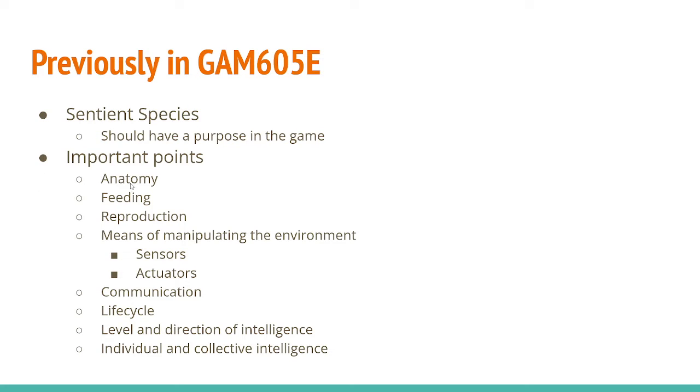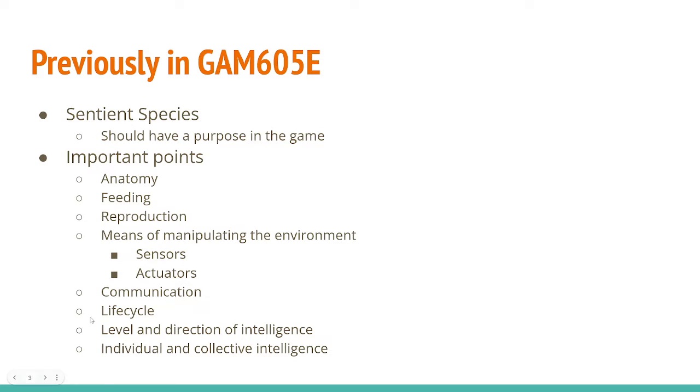And we can also do that in the anatomy. You can use things that people are used to as cues, or you can topple them and make them serve as a kind of surprise effect. Now, again, their feeding habits and reproduction are important. What we especially talked about is their means of manipulating the environment, because their sensors and actuators will actually direct their intelligence towards a certain direction. Their kind of communication is also very important.